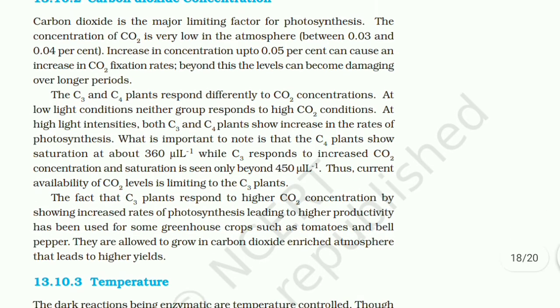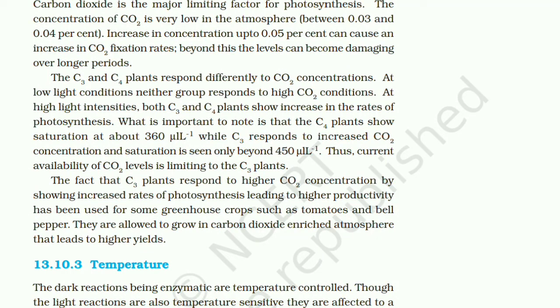The fact that C3 plants respond to higher CO2 concentration by showing increased rates of photosynthesis, leading to higher productivity, has been used for some greenhouse crops such as tomatoes and bell pepper. They are allowed to grow in a carbon dioxide enriched atmosphere that leads to higher yields.